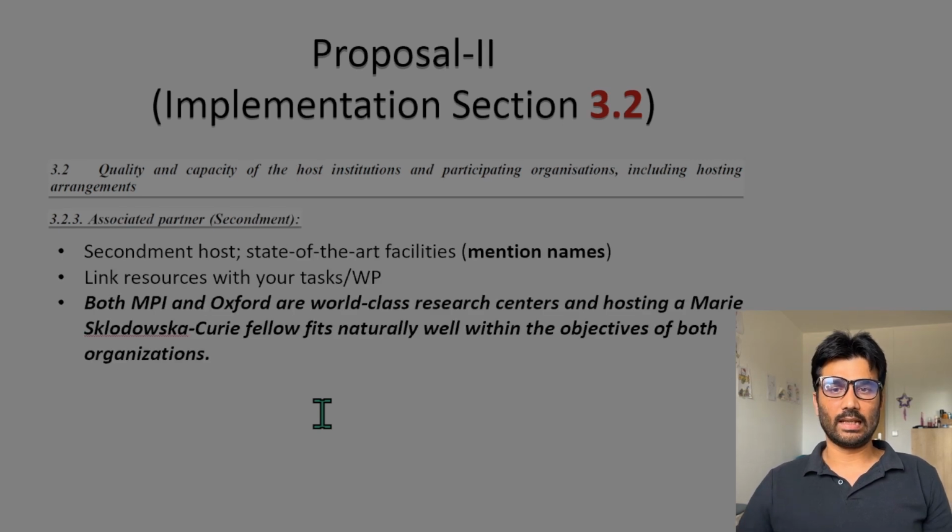Lastly is the secondment. So, associated partner, secondment. Again, you should mention the host facilities that you will use. You should mention the names of those facilities and the resources of the secondment that will help you with different tasks or work packages that you mentioned. You should link them here. Then you can sum up your proposal or implementation section with at least one sentence.